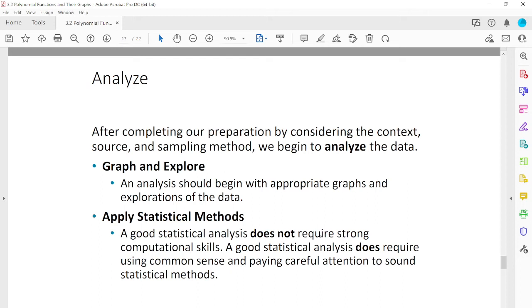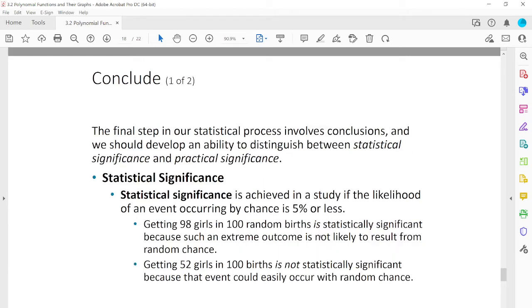While analyzing, we have to use graphs or some statistical methods, for example, the average, or maybe standard deviation. That could help with the analyzing part. And finally, the conclusion. There is only one thing you have to keep in mind while making the conclusion: the data gives you statistical significance, meaning statistical significance is achieved in a study if the likelihood of an event occurring by chance is 5% or less.